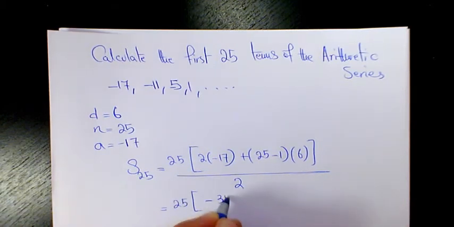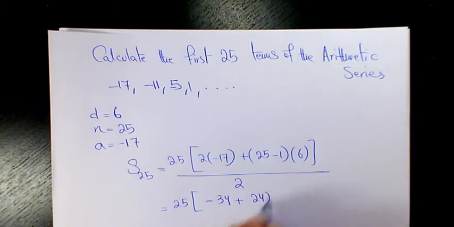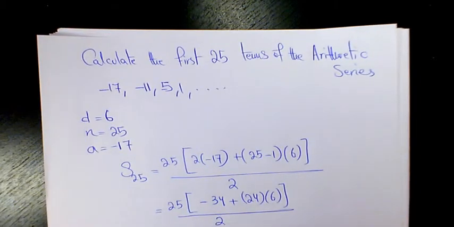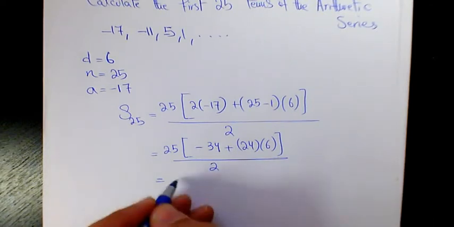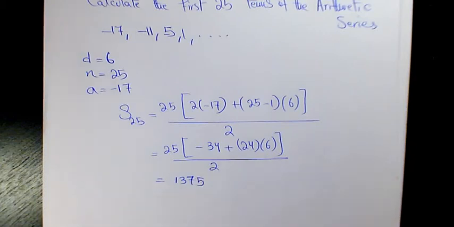That's going to be negative 34 plus 24 times 6, divided by 2. That's going to be 1375.